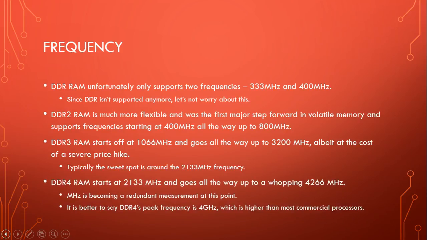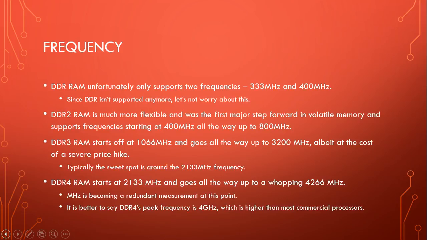Now DDR4 RAM starts at 2133 megahertz, so it starts right there, that sweet spot, and it goes all the way up to a whopping 4,266 megahertz. So that's a very high number. Megahertz is almost becoming redundant when we start talking about those really big numbers. So it's almost a better way at that point to say the peak frequency is 4 gigahertz.